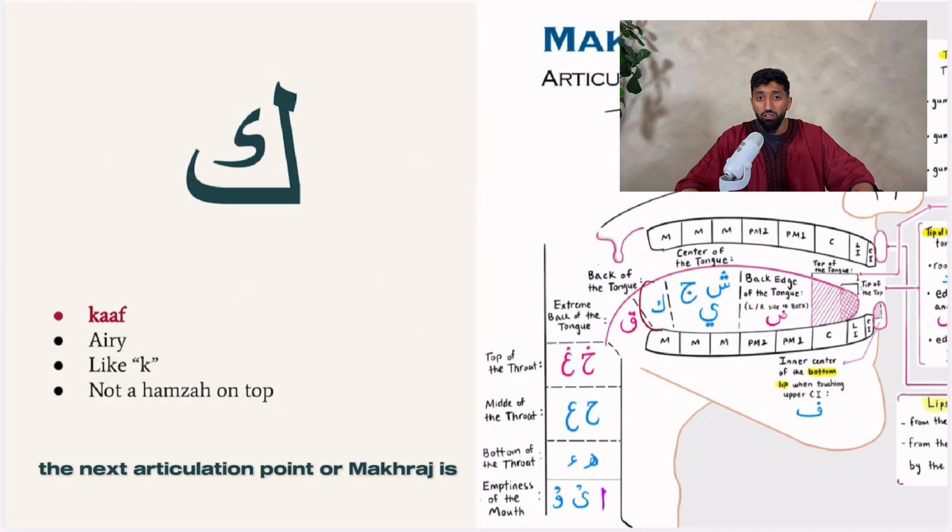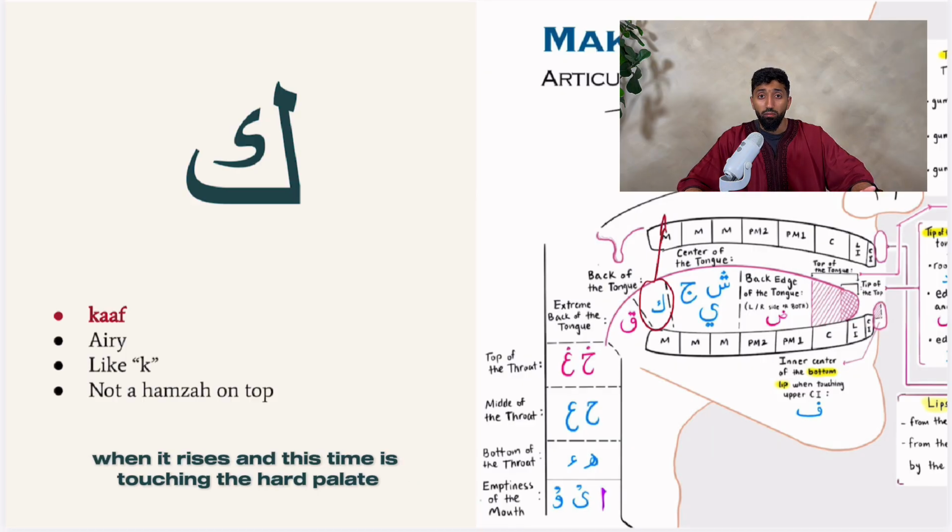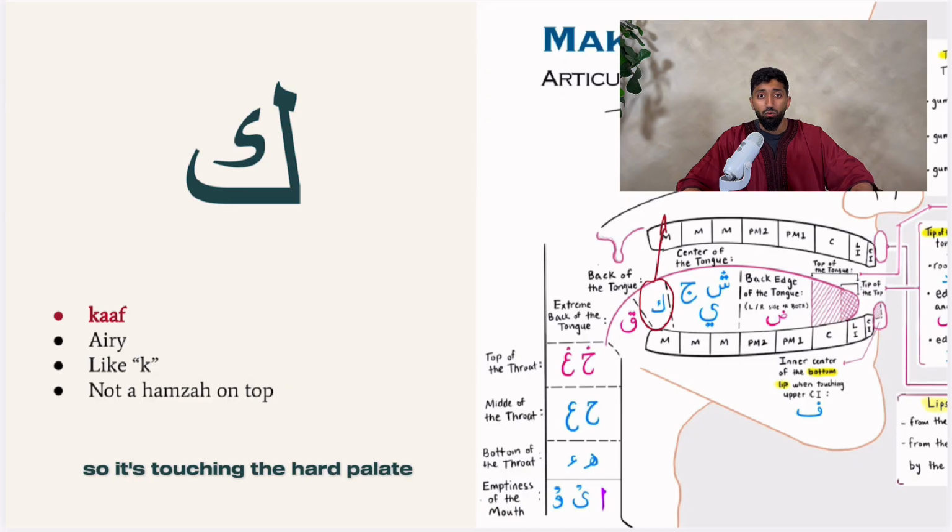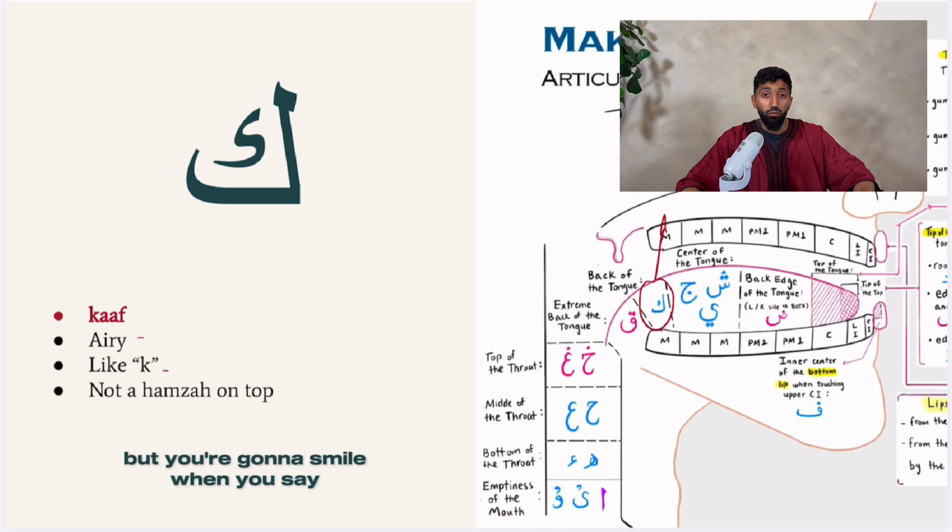The next articulation point, or makhaarij, is not the extreme back of the tongue, but the back of the tongue when it rises, and this time it's touching the hard palate, k, k, kaf. So it's touching the hard palate, it's a little more dry sounding, has more air when you pronounce it. It's kind of like the letter K, but you're going to smile when you say k, kaf, kaf. Make sure you're expelling that air when you say k, kaf.